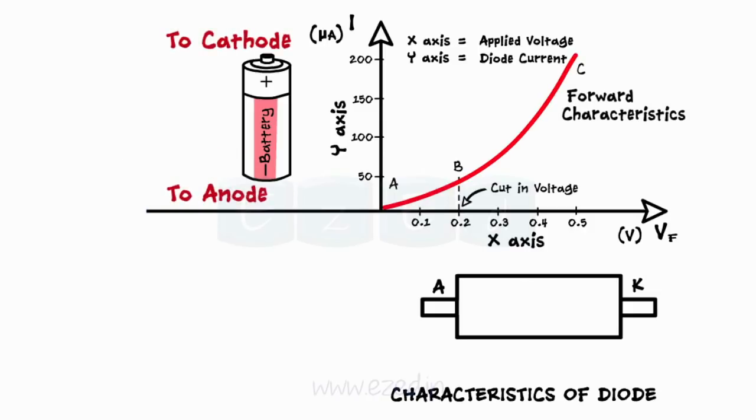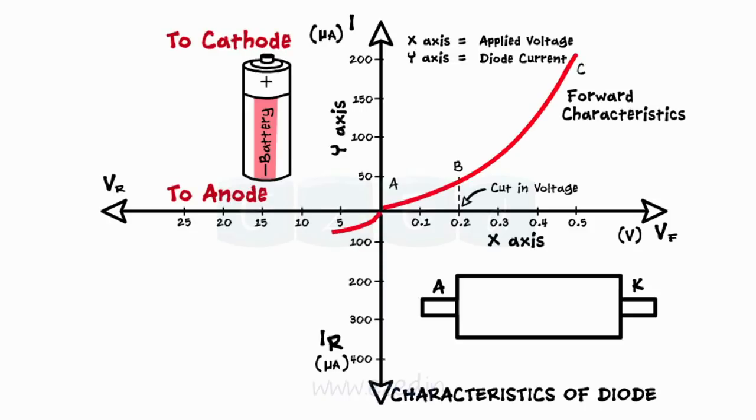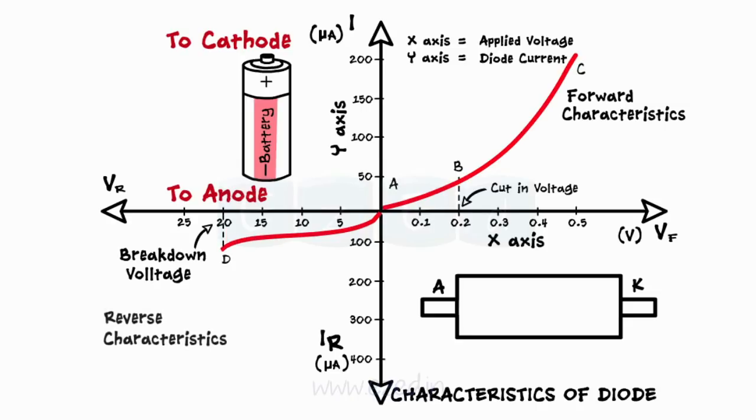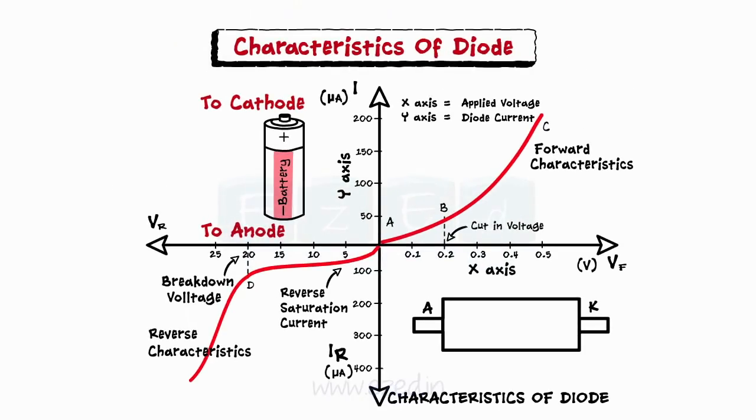When we connect the diode in reverse bias, the leakage current flows in the opposite direction till point D. But if we further increase the applied reverse voltage, at one point the diode breaks down and a large amount of reverse current flows through it, which may damage the component. This value of reverse voltage is called the breakdown voltage.